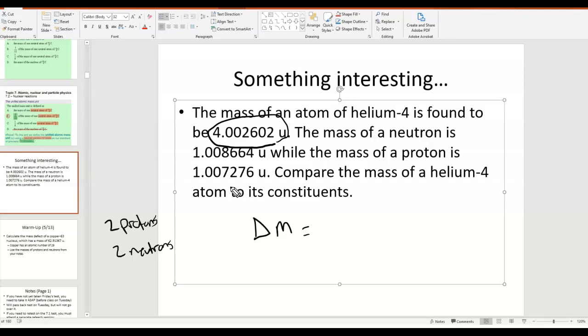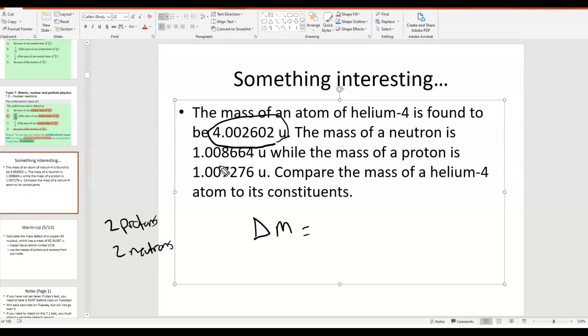But I do want you to do this calculation. So pause it there, get a calculator while you're racking your brain over what the heck I'm talking about. Do this calculation. It should be a very small number. The difference between the mass of the atom and the mass of the 2 protons and 2 neutrons should be a very small difference, but it is not 0. So do that calculation. Pause it here. Record your answer.